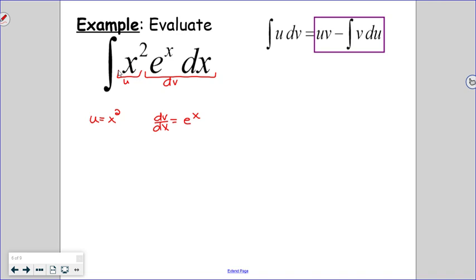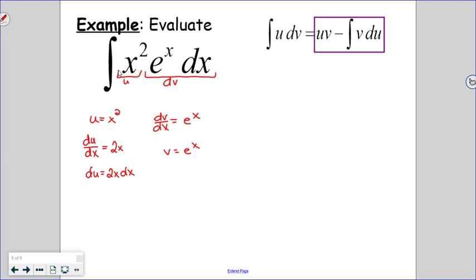We already did that on the last page, right? That means v equals e to the x. Finally, though, when I take the derivative of u, we don't get 1. We get 2x, solving for du. I get 2x dx.